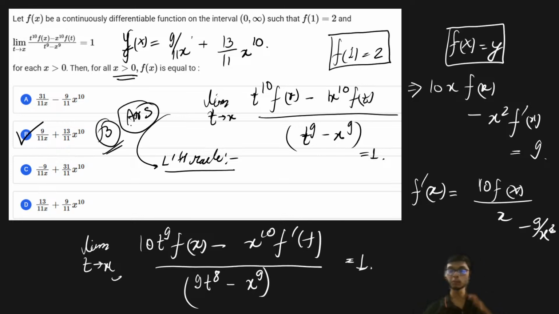If you look at the problem, it involves a problem from limits, and then it has been reduced to a first order differential equation form. Once we solve the first order differential equation, the result is f of x equal to 9 upon 11x plus 13 upon 11 x to the power 10.